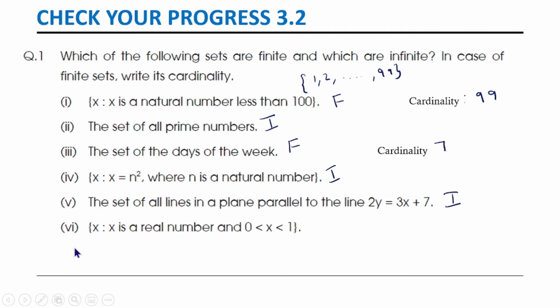Then the next one, set of all x such that x is a real number and 0 less than x less than 1. So here x is a real number. So there are infinite number of points from 0 to 1. If we take the real number line, there are infinite number of points from 0 to 1. So this is also infinite.